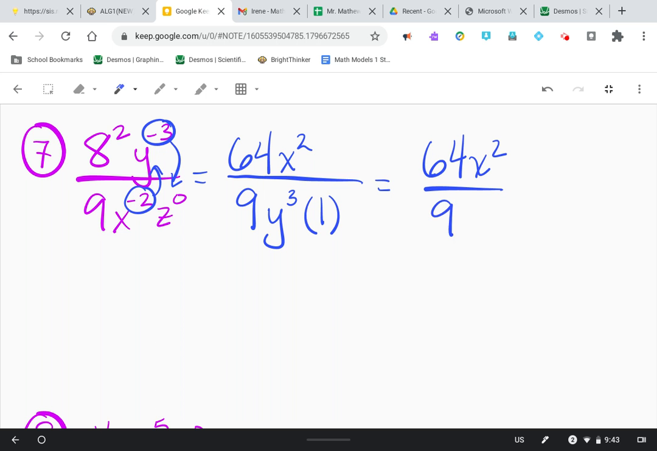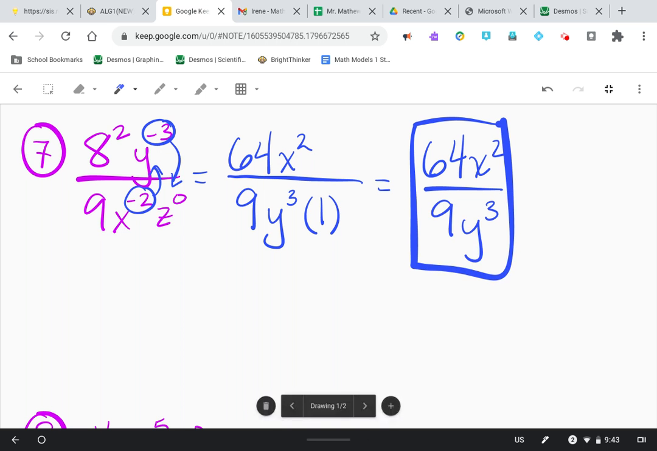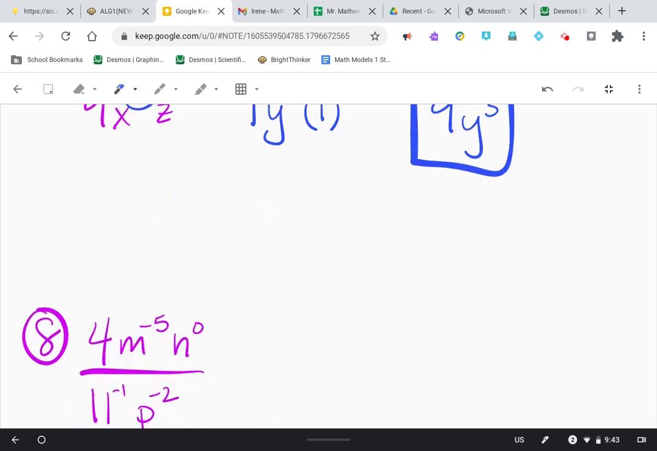Now, about the 1s, you only need to write a 1 in a fraction if it is the only thing in its part of the fraction. Otherwise, it's just redundant. You don't need to do 9 times 1. We know that 9 times 1 is 9. So we're just going to write it as 9. We don't need to write it out with the 1. So that's your answer for number 7.